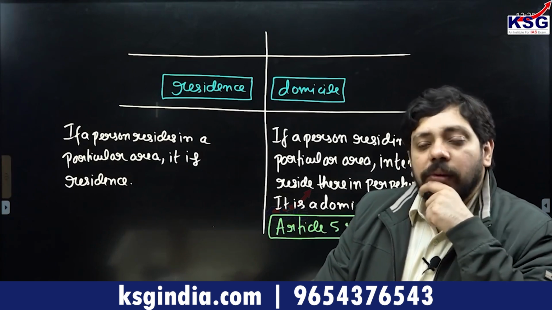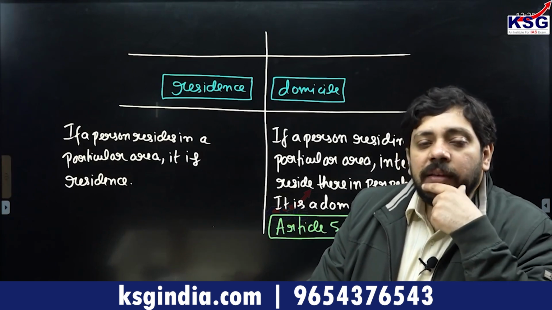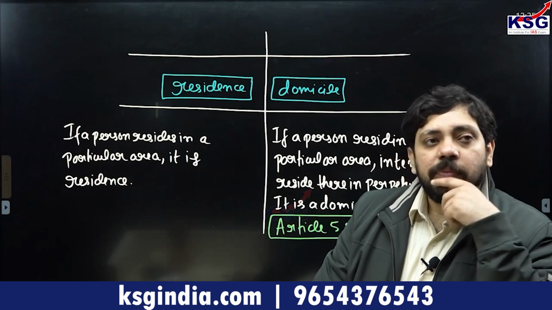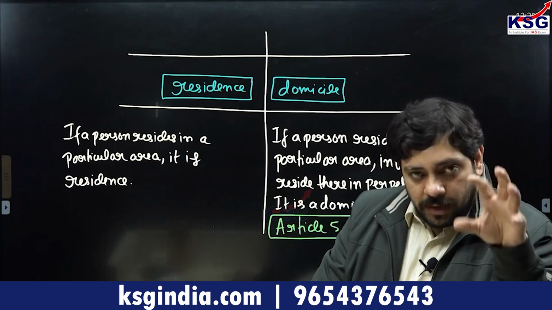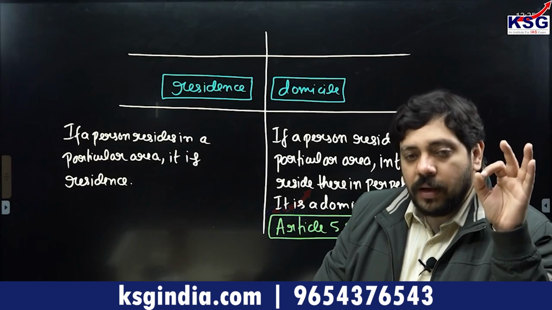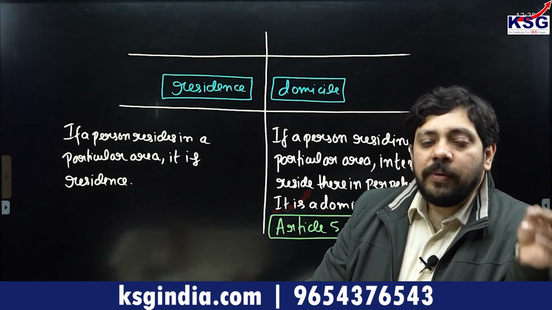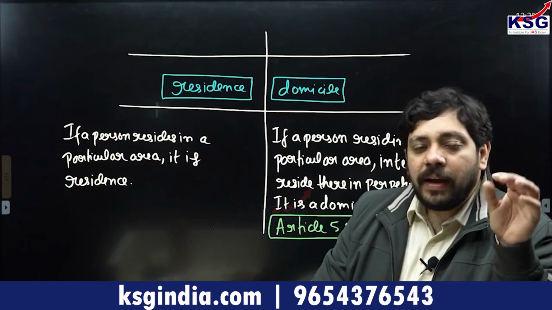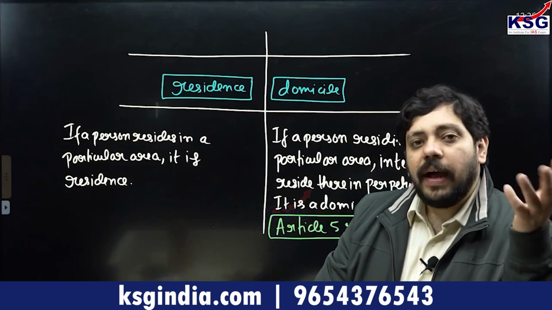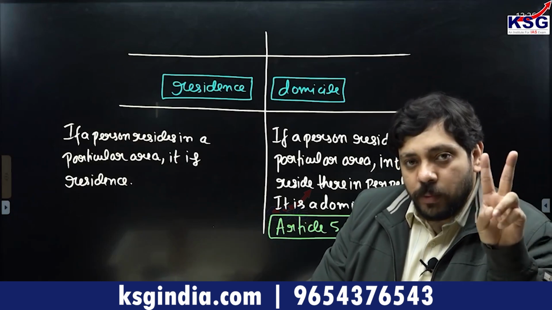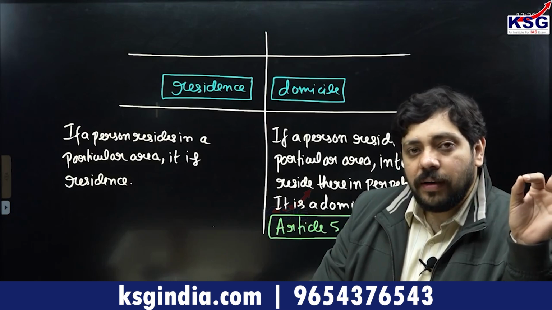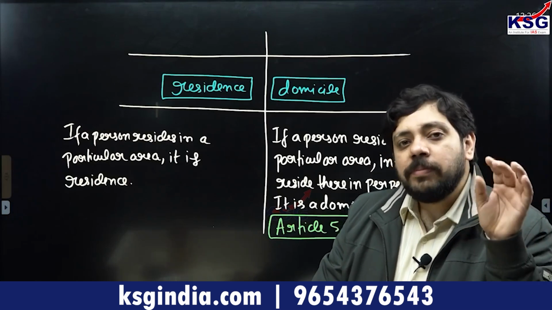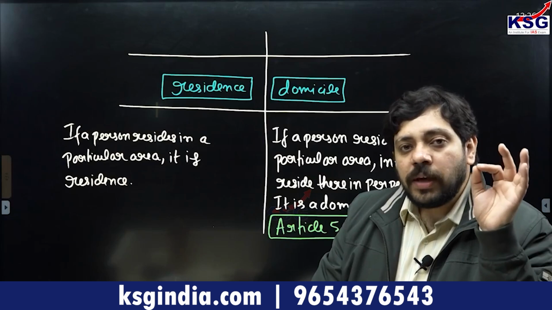So let's say, for example, I am staying in the state of Madhya Pradesh, in the city of Bhopal for some time. If I am only visiting Bhopal and staying there, let's say for 2 months, I am a resident of Bhopal. But I may not have a domicile of Bhopal. To be able to establish my domicile, I will have to show some more evidences.